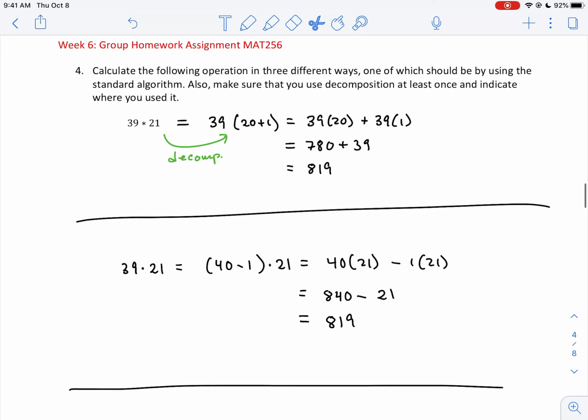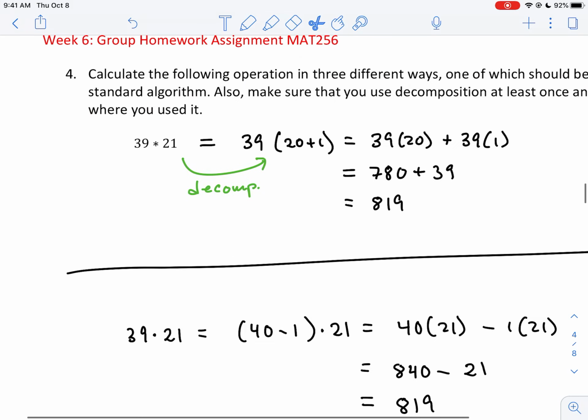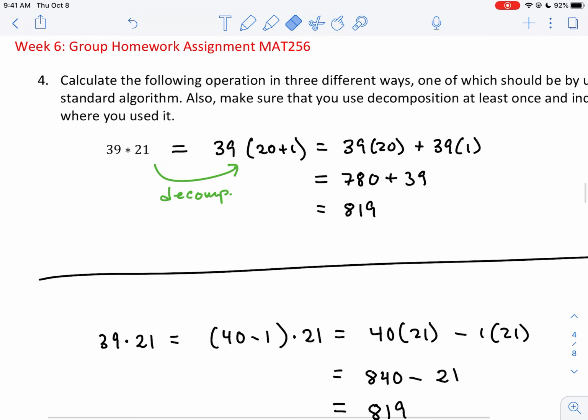Number 4, calculate the following operation in 3 different ways, one of which should be by using the standard algorithm. Also make sure that you use decomposition at once and indicate where you used it. All right, so I used it right away. I decided I'm going to decompose 21 into 20 plus 1. And then I used the distributive property next.